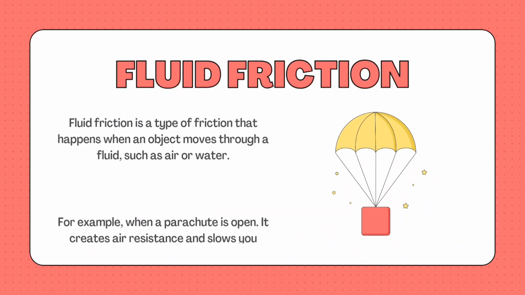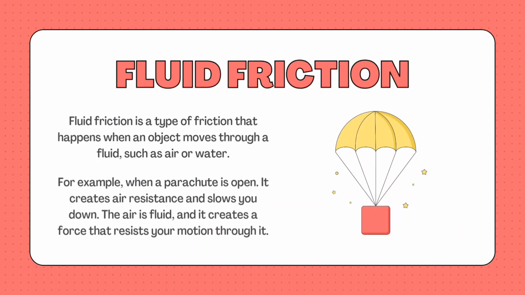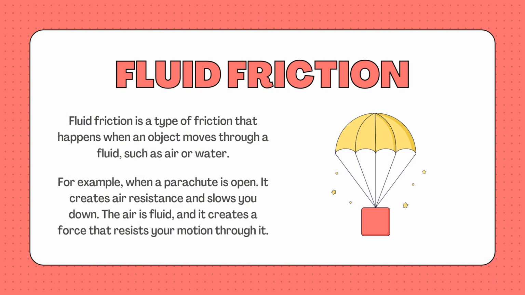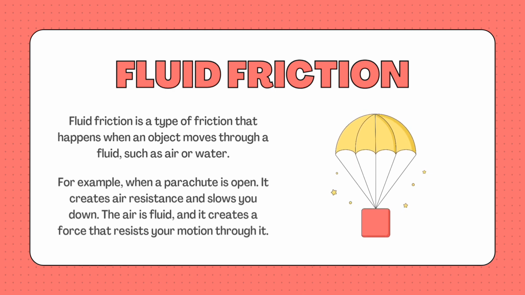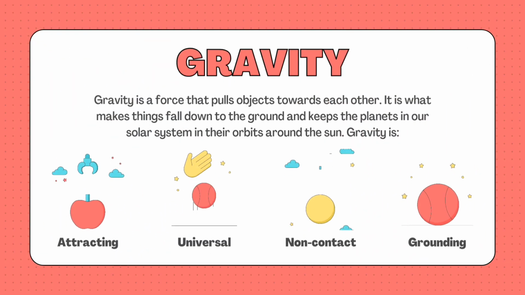Now the last type, fluid friction. Fluid friction happens when an object moves through a fluid like air or water. When you stick your hand out of a moving car, the air pushes back. That's fluid friction. A very good example is a parachute. When the parachute opens, air resistance increases and slows the person down. The air acts like an invisible cushion. Thank you, physics. Now let's talk about the most powerful force that keeps us on Earth.